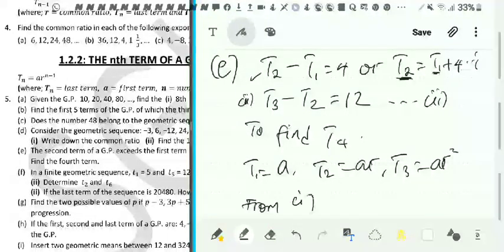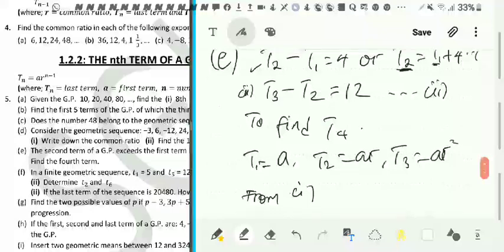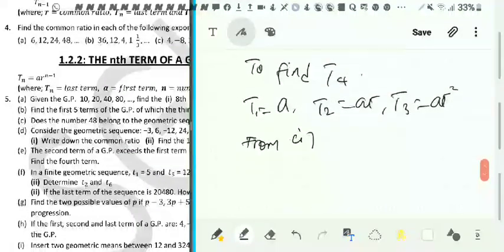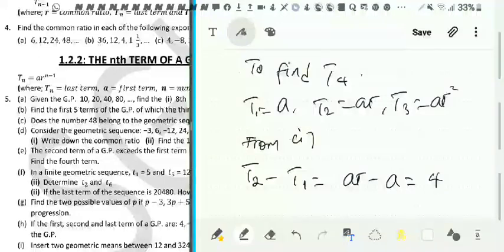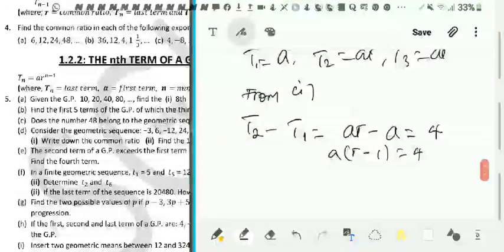So from equation 1, T2 minus T1 implies AR minus A is equal to 4. And I can factorize, A is common to both. A open bracket R minus 1 equals 4. Let's call this one equation 3.